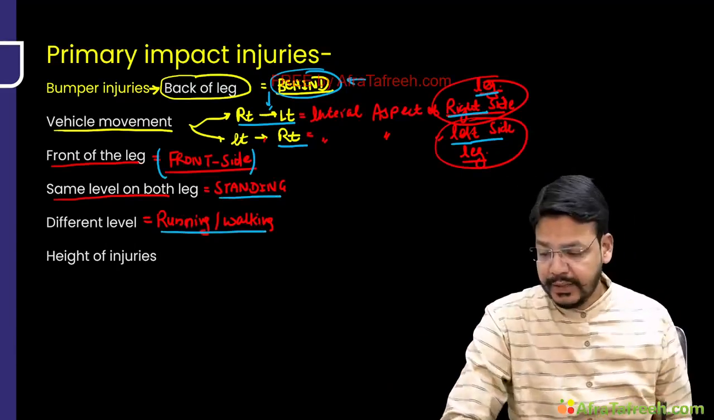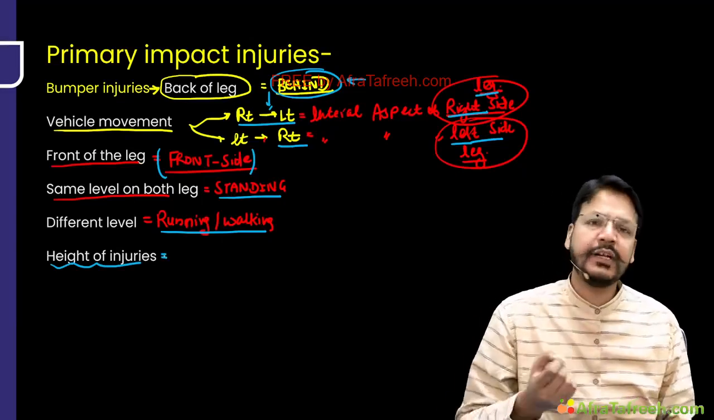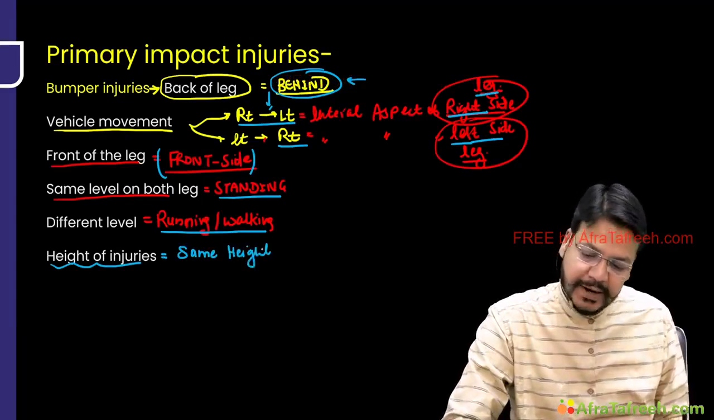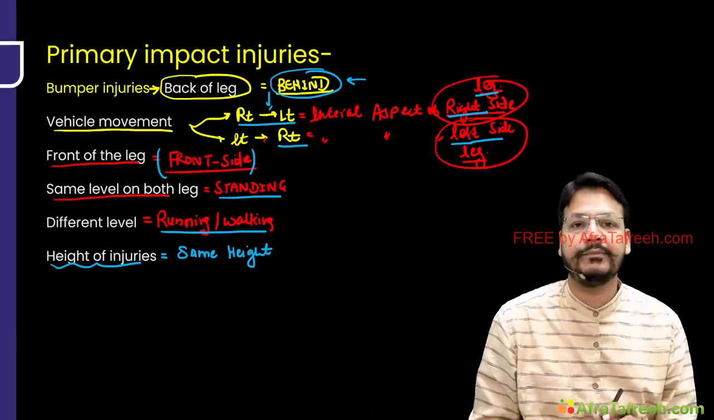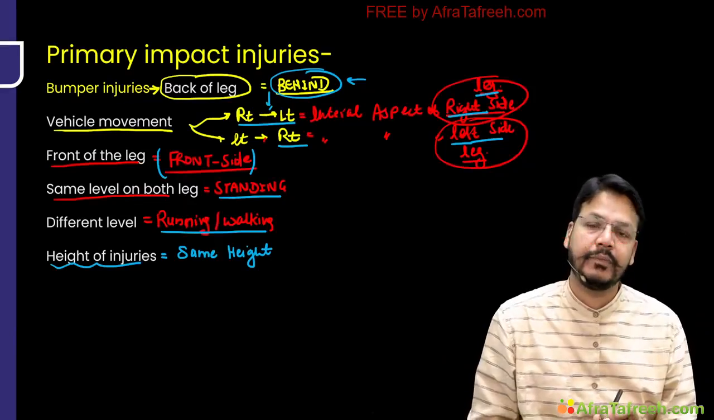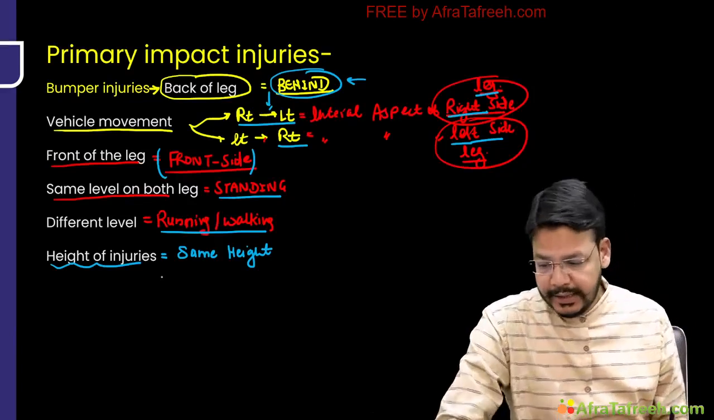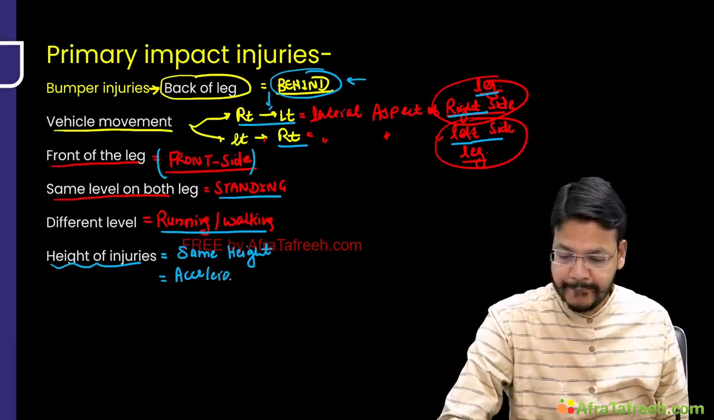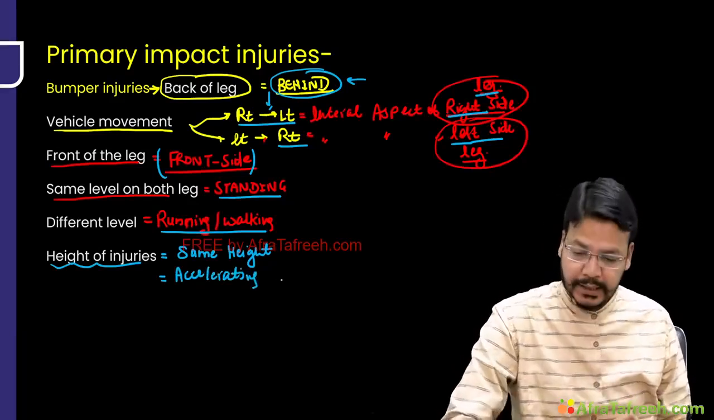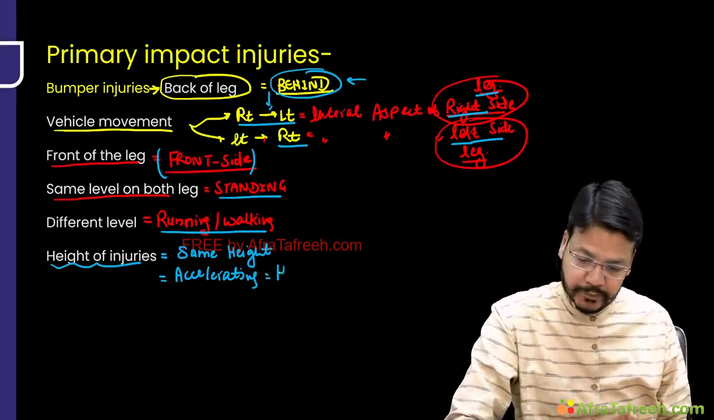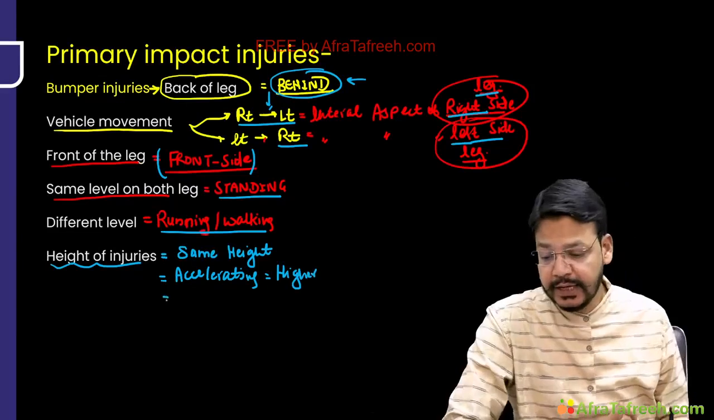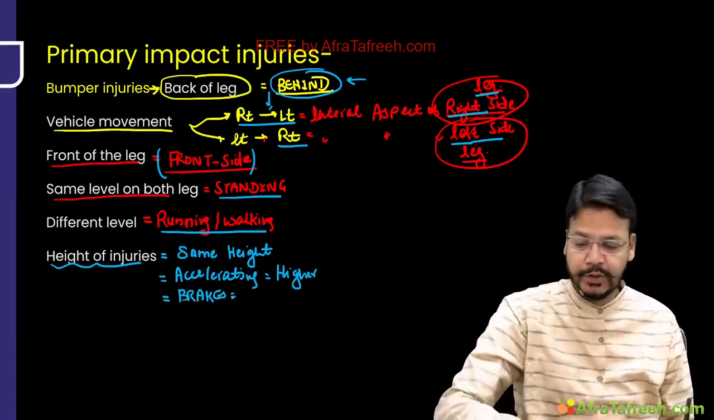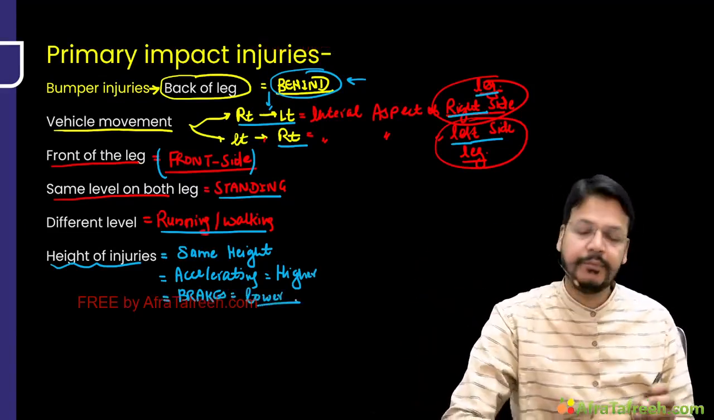Very, very important. Now, my dear friend, the height of the injuries. Most of the time it can be the same height, which means the injuries will be at the same height as the bumper. Now, if the vehicle is accelerating, meaning the speed is increasing, the injuries can be at a higher height compared to normal. And if the vehicle is using brakes, the front bends down, so the bumper injuries can be at a lower height.